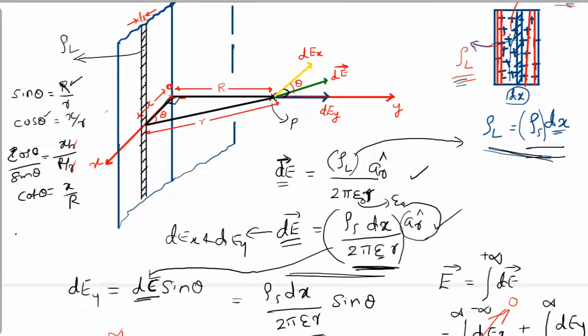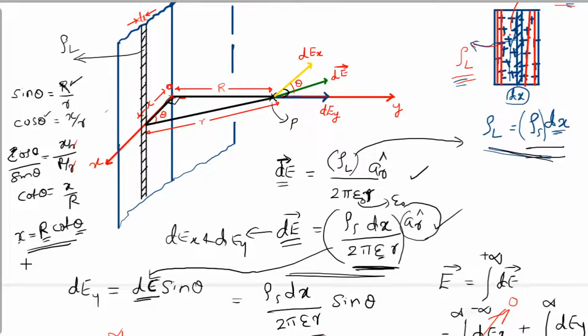Now I get x is R cot theta. Wonderful. I get x in terms of theta and R. R is constant, considering point P is not varying. So I can write x in terms of theta, that is, x equal to capital R cot theta.